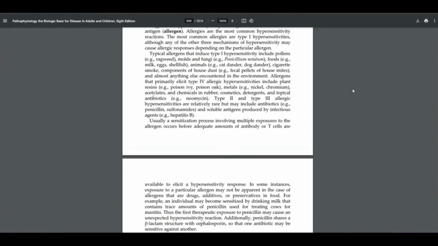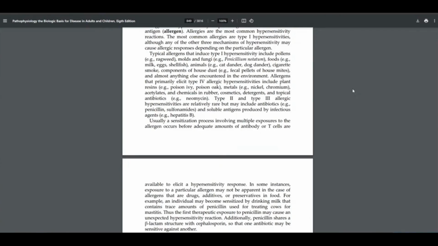Typical allergens that induce type 1 hypersensitivity include pollens, like ragweed, molds and fungi, Penicillium notatum, foods like milk, eggs, and shellfish, and animals, cat dander, dog dander, cigarette smoke, components of house dust, the fecal pellets of house mites, and almost anything else encountered in the environment.